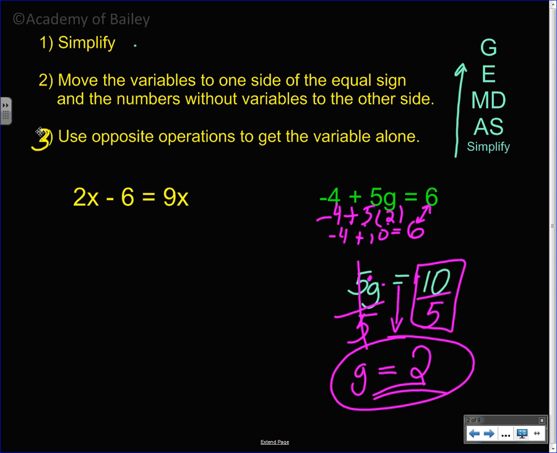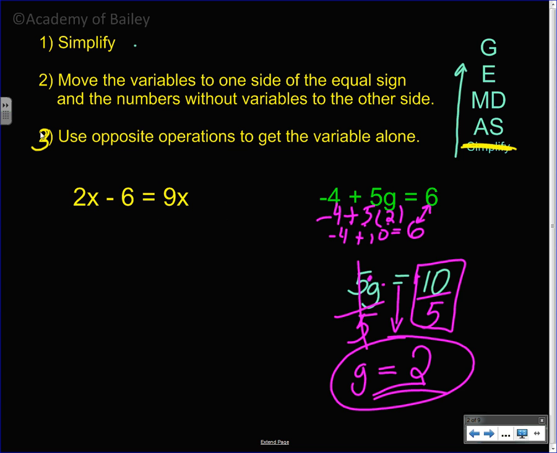Let's look over here at the other one. Simplify. Okay, there's no simplifying because you can't combine 2x and 6. They do not have like terms. Okay, so now that we're done with simplifying, let's look at the next part. Step number 2 says you're supposed to move the variables to one side of the equal sign. Well, I have an x over here and I have an x over here, so I have an x on both sides of that equal sign.